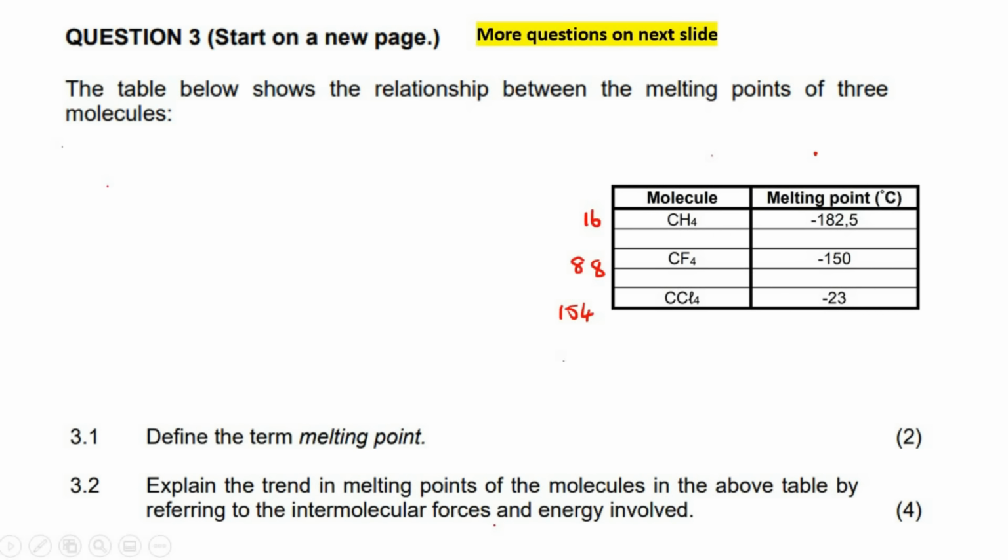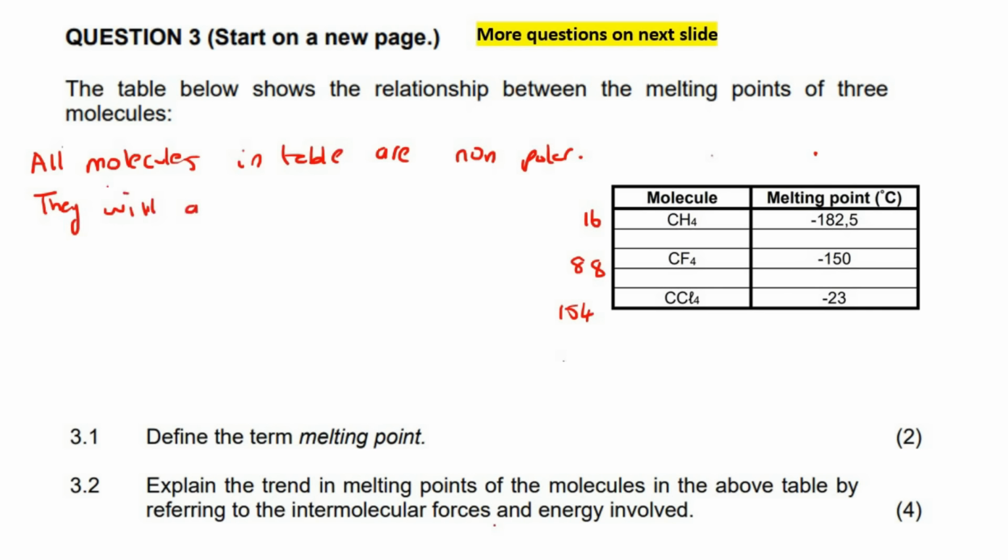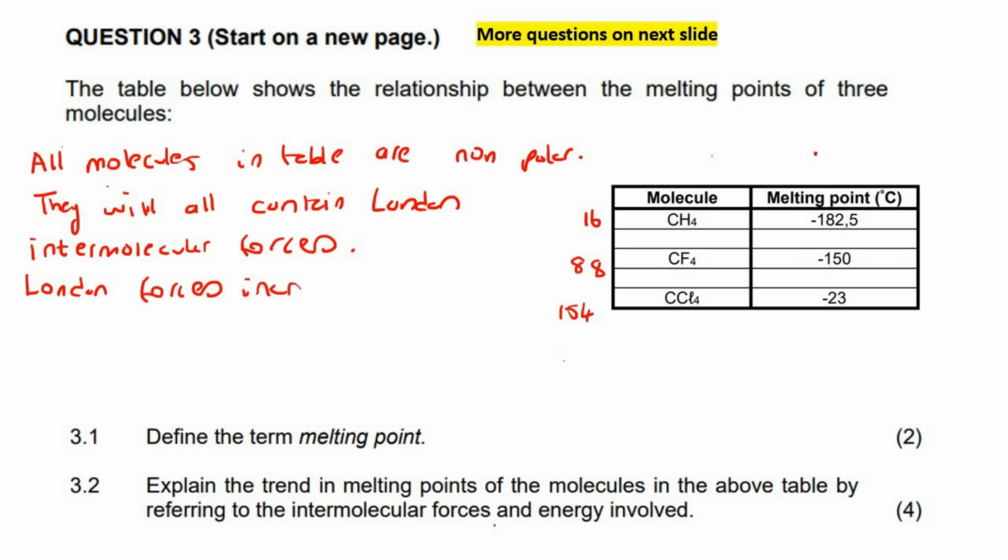Okay, so we can say something like: all molecules in the table are nonpolar, so they will all contain London intermolecular forces. London forces increase in strength with an increase in molecular mass.